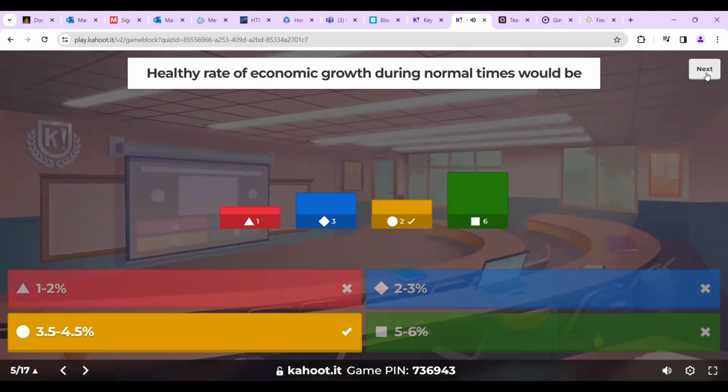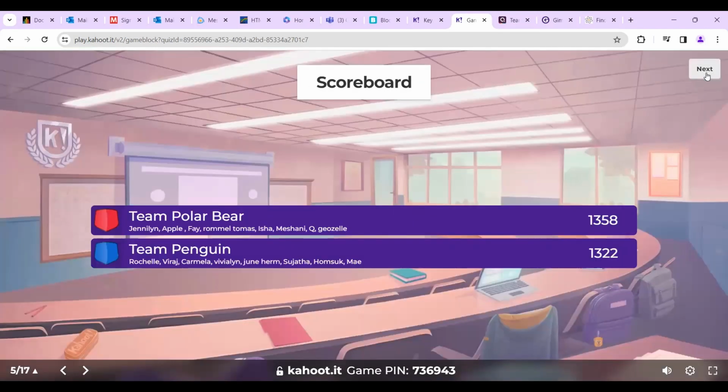The reason why is because it's not too high and it's not too low. The problem with too high economic growth is that there's too much increase in prices. So things become unaffordable quickly if it's 5 to 6%. And then if it's too low, there aren't enough jobs being created. So at 3.5 to 4.5%, enough jobs are created and prices aren't going up too much.